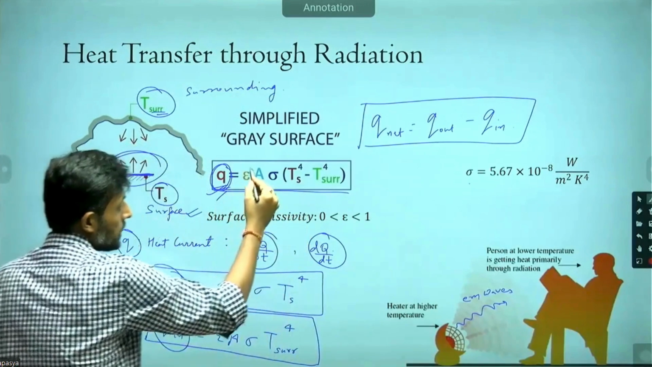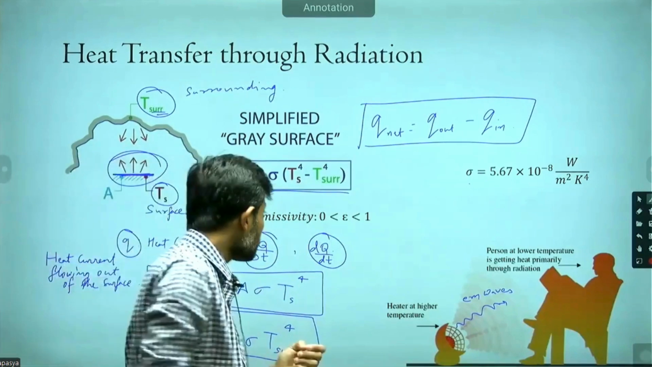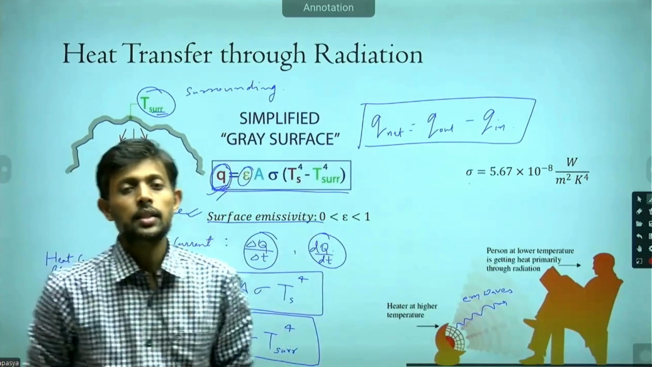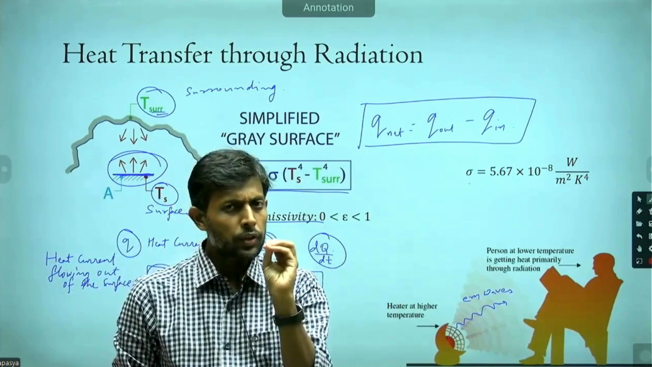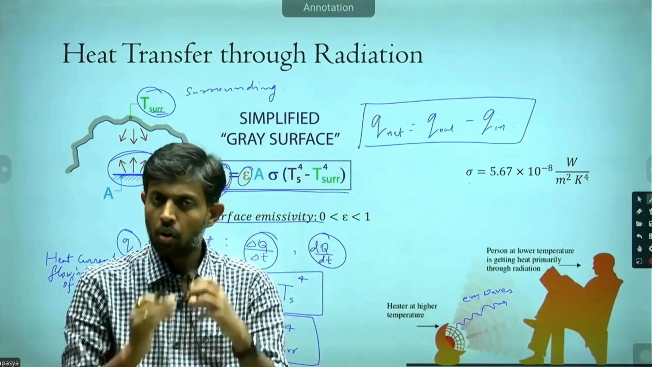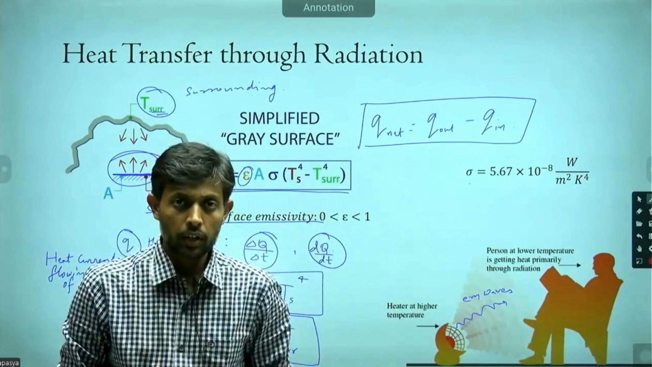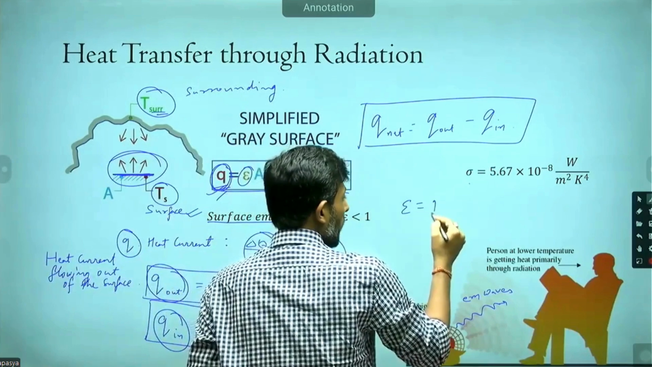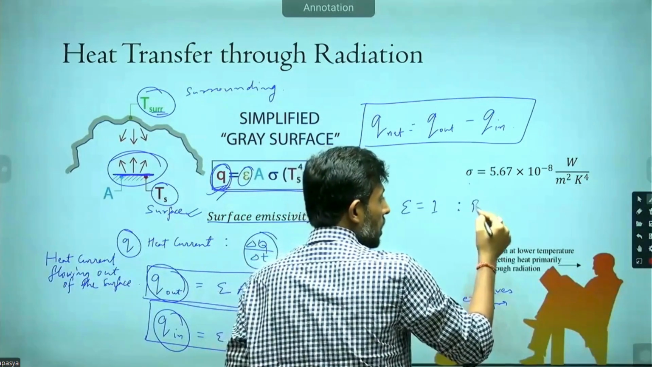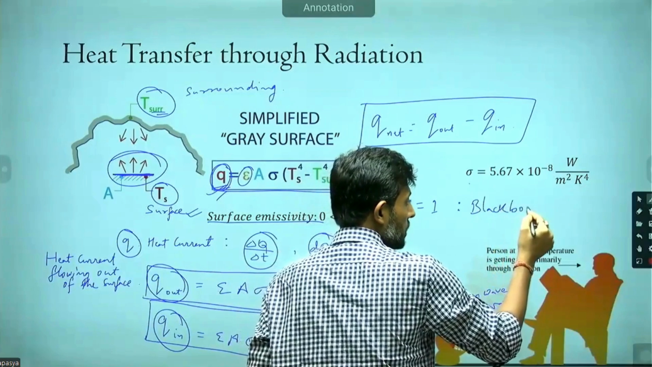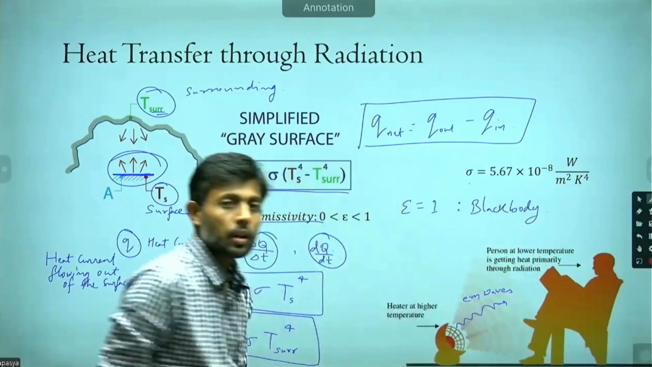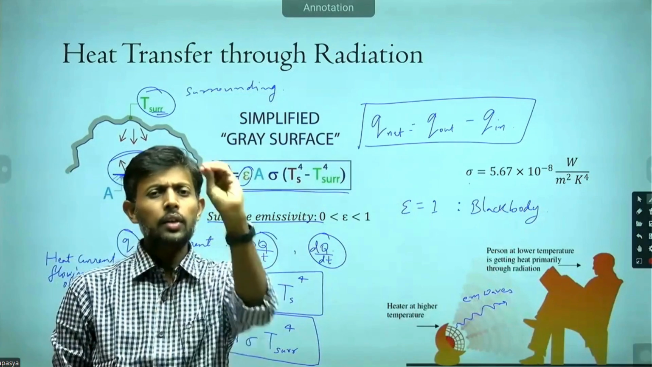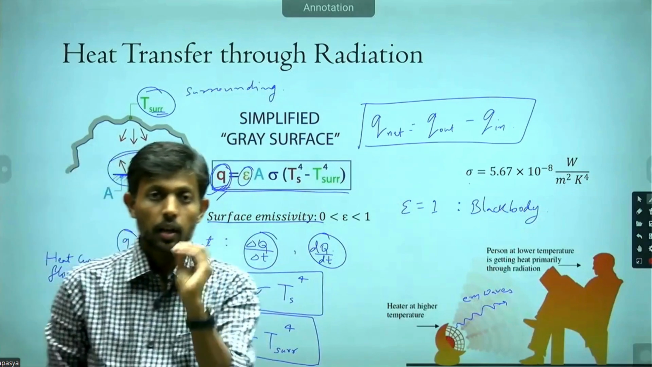Now, let's take a look at all the elements. What are these things? What is this epsilon, emissivity? Also known as surface emissivity, it characterizes the surface in question. So if the surface is a perfect absorber of heat, it is also a perfect emitter of heat. In such a case, emissivity is 1, and such surfaces are called blackbody surfaces, if the emissivity is 1. Now, there is nothing like a perfect black body. Something very, very close to a black body is a black hole.